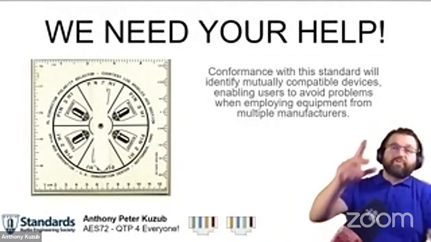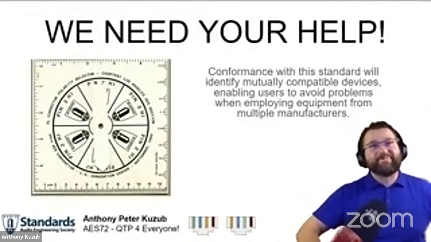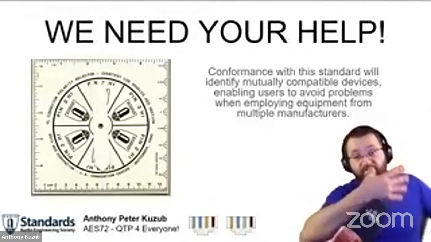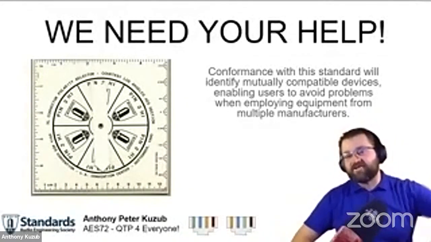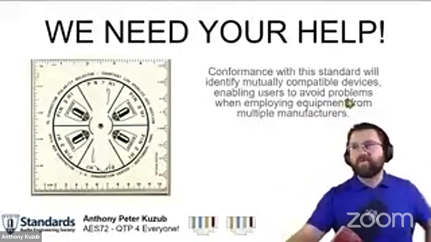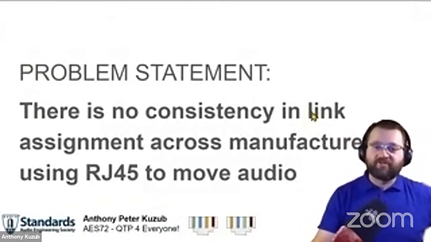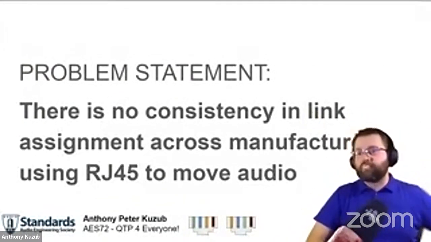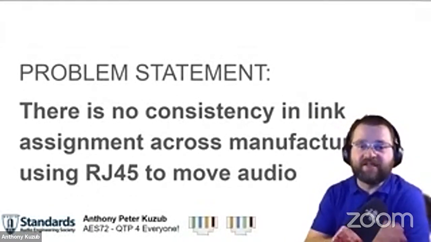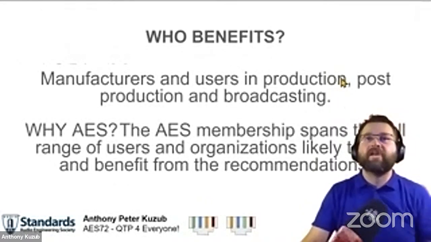And for those that remember 1990, well, I was in grade 1. To put it into perspective, in 1990 they decided between pin 2 and pin 3 should be high, and they came up with pin 2 ultimately. It was through a series of discussions that people like Richard and Bill and all the people in those standards committees worked together, and really we're suffering the same kind of problem statement, which is there's no consistency between the link assignment between the manufacturers for RJ45 audio. And who benefits from this?